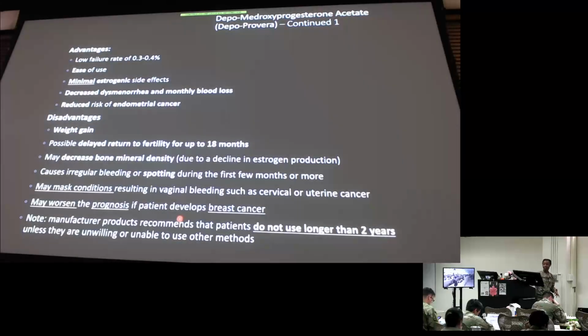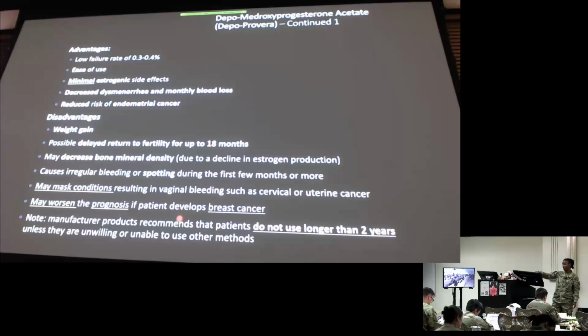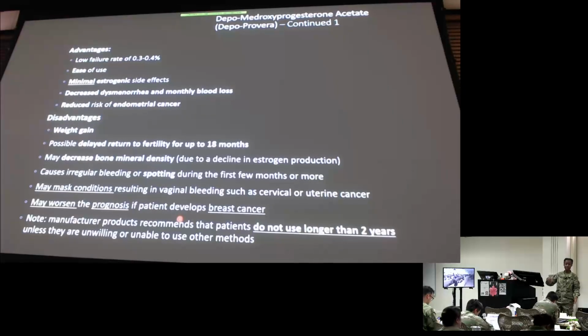Start panicking. Your advantages. Again, when we look at this, just go over the things that are in bold. It's easy because I'm getting an injection. I don't have a lot of those estrogenic side effects that I was seeing with a lot of my other medications. I can decrease the pain and the amount of blood that people are having if they have heavy cycles. And I can decrease the risk of endometrial cancer whenever I'm looking at my depot.